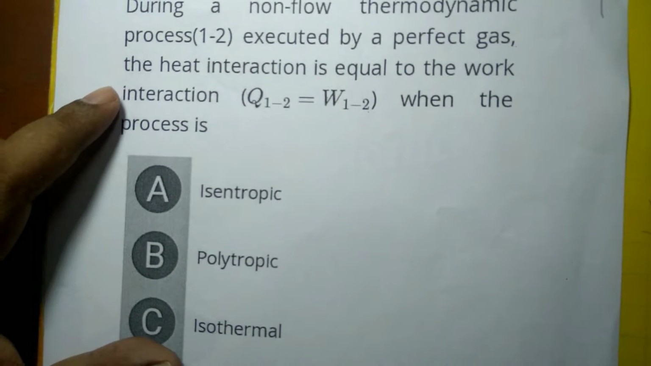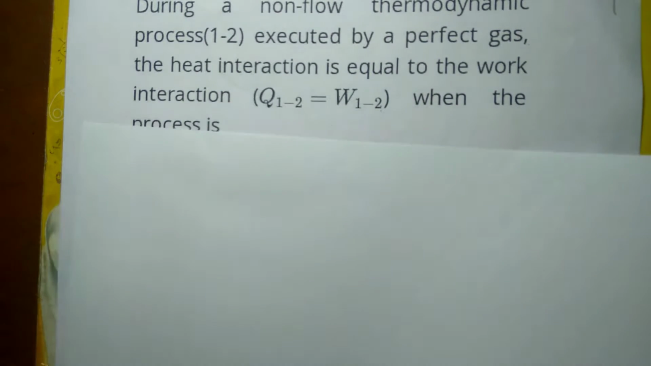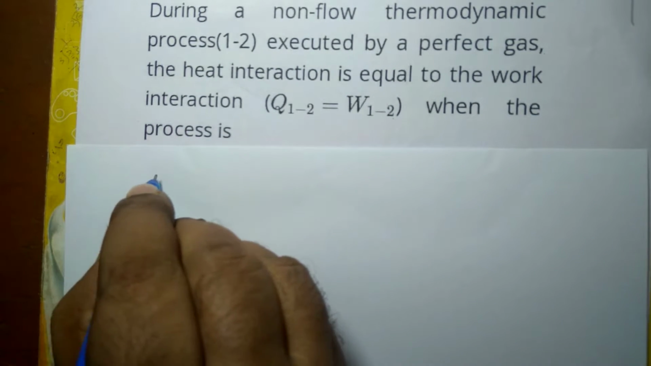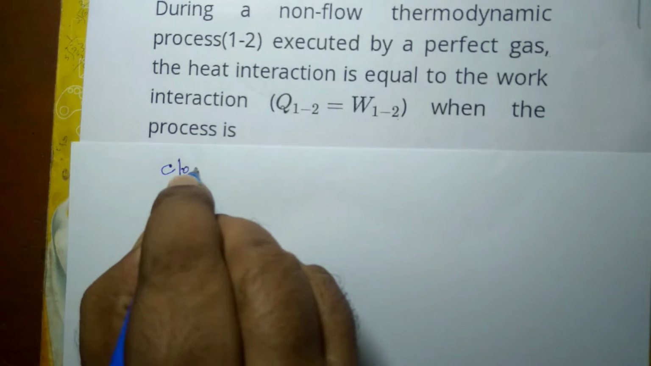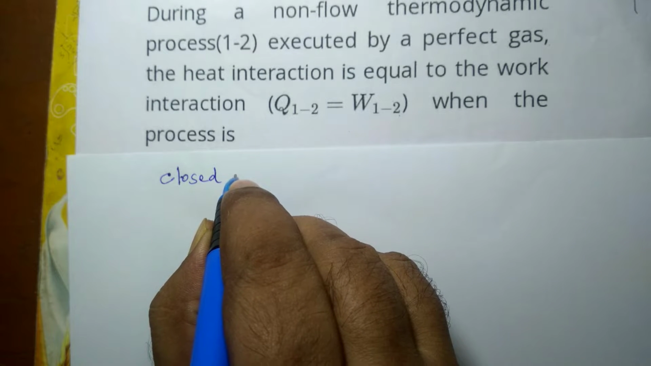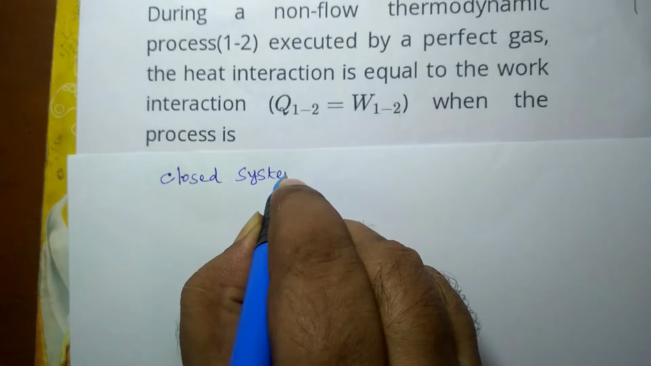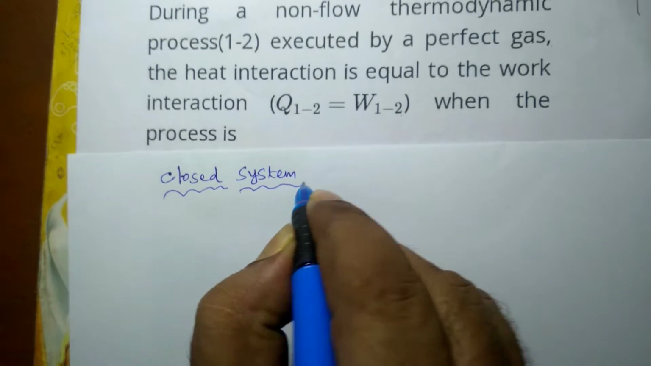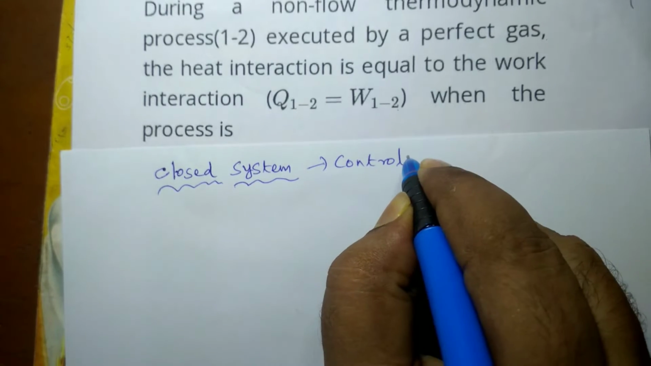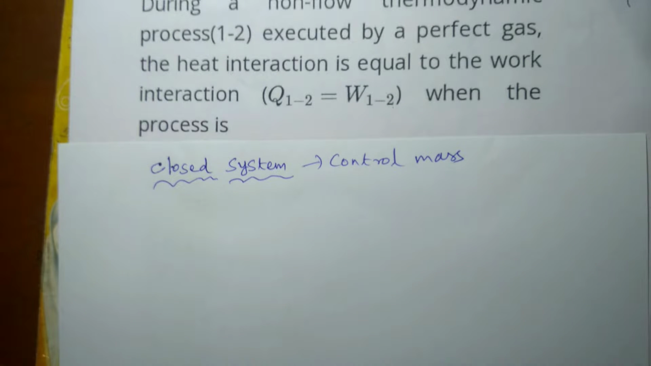During a non-flow thermodynamic process, non-flow means this is a case of closed system. We know that flow process occurs in an open system or control volume, but non-flow process takes place in a closed system. Only energy interaction can take place between the system and surroundings, or this closed system is also called control mass. Open system is called control volume, and this closed system is known as control mass.